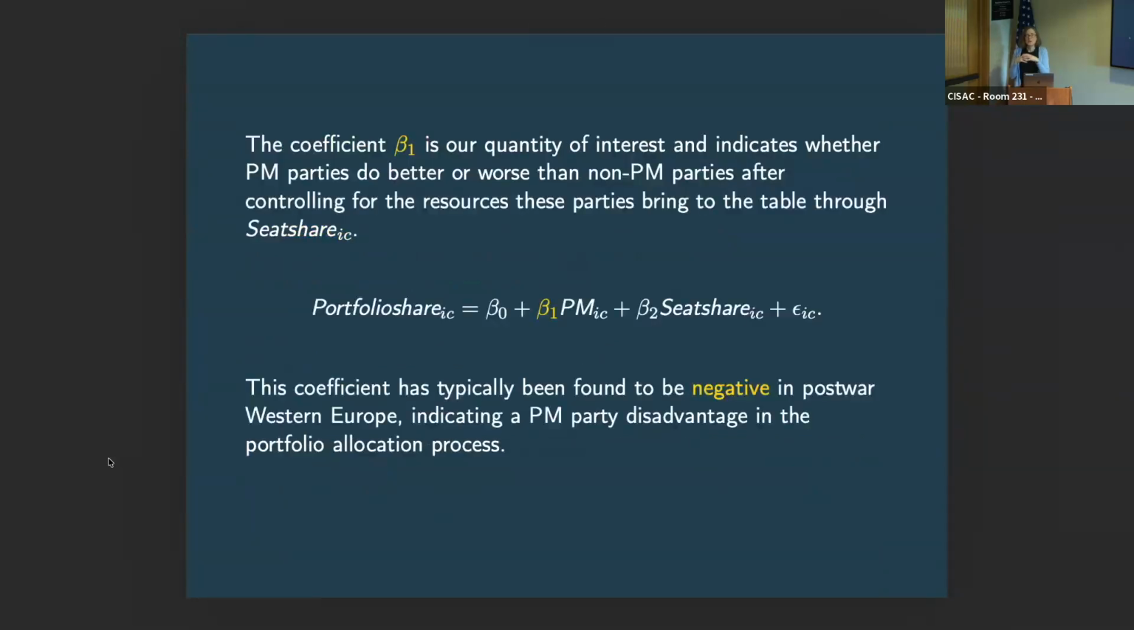The coefficient beta 1 is our coefficient on prime ministerial party. That's our main quantity of interest. It's going to tell us if these prime ministerial parties do better or worse than non-prime ministerial parties after we control for their resources. And this coefficient has been found to be negative, by and large, in the post-war Western European samples in the existing literature.